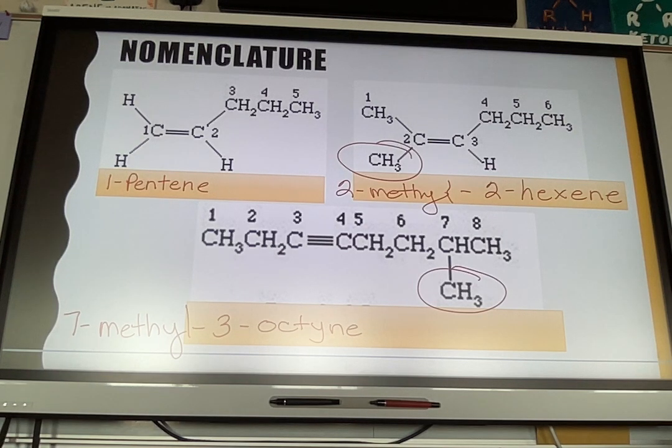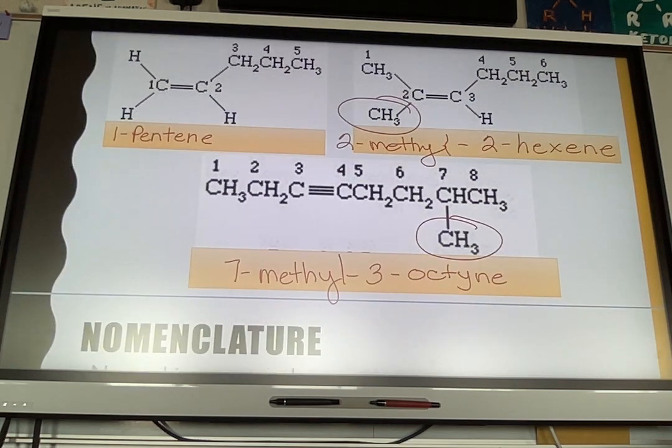Wouldn't the bottom one, wouldn't the 7 actually be a 2? No, great question. It's because in this case, you want to give the triple bond a lower number. It takes precedence over where it branches. So she asked, wouldn't that be a 2-methyl, but it's going to be a 7-methyl. All right, much better.